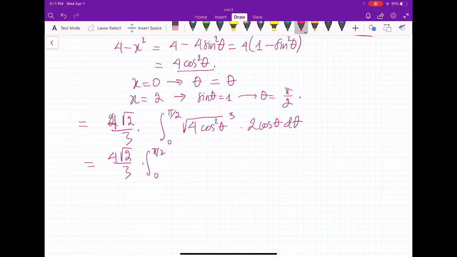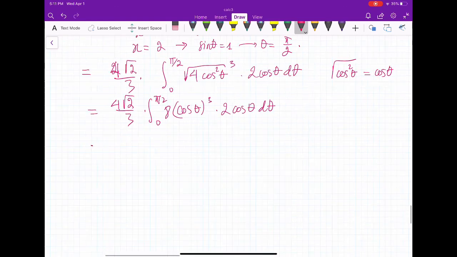When x goes from 0 to pi over 2, sine and cosine are positive, right? And when you apply the square root to cosine squared, that is just cosine of theta. Make sense? So you have the following one. Cosine of theta cubed times the square root of 4, which is 2. 2 cubed is 8. Okay? And then 2 times cosine of theta d theta.